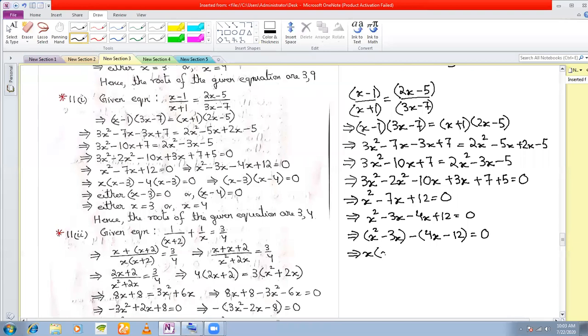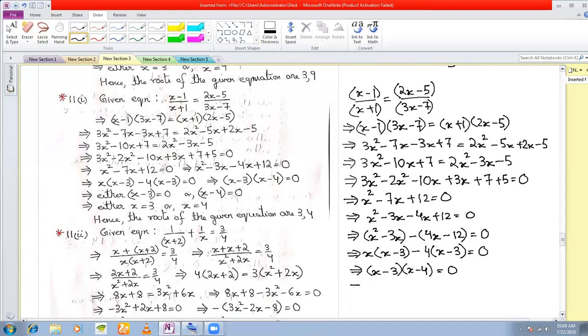x into x minus 3, okay, minus HCF of 4x and 12 is simply 4, then x minus 3 equal to 0. That means x minus 3 into x minus 4 is equal to 0.